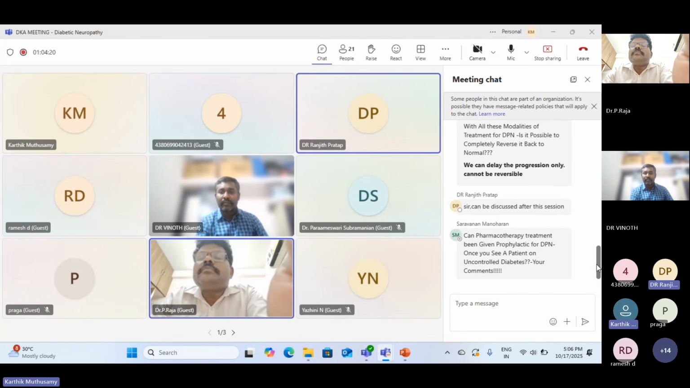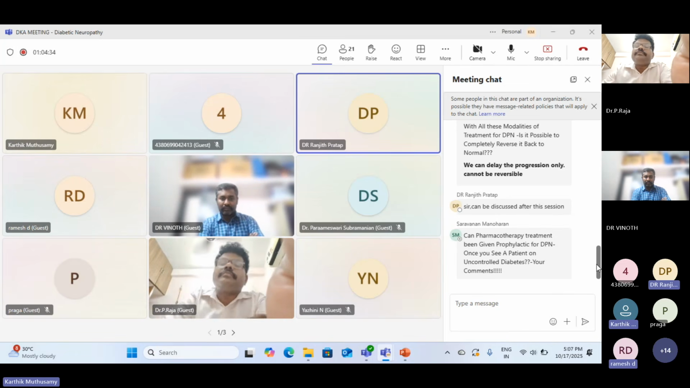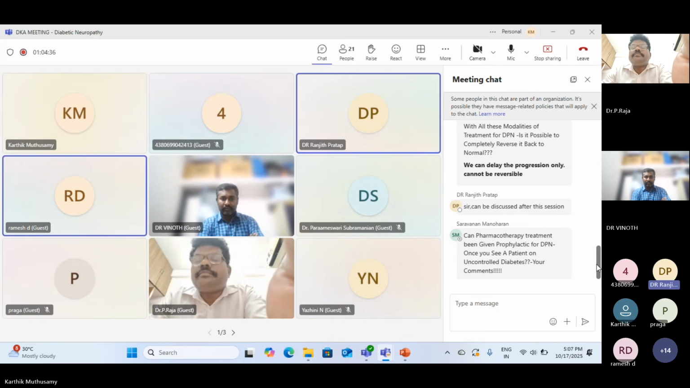Can pharmacotherapy be given prophylactically for diabetic peripheral neuropathy once you see a patient with uncontrolled diabetes? Whether it can be given as a prophylactic, sir? What is the view on giving prophylactic treatment for diabetic peripheral neuropathy in a patient with uncontrolled diabetes?